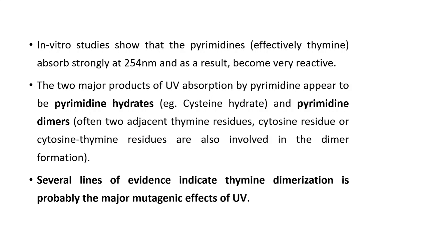In vitro studies show that the pyrimidines absorb strongly at 254 nanometer, and as a result they become very reactive. The two major products of UV absorption by pyrimidine appear to be pyrimidine dihydrates and pyrimidine dimers. Several lines of evidence indicate thymine dimerization is probably the major mutagenic effect of UV.